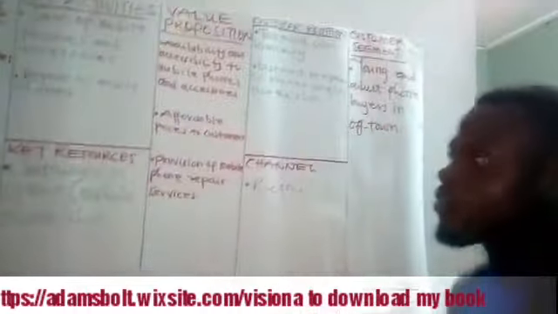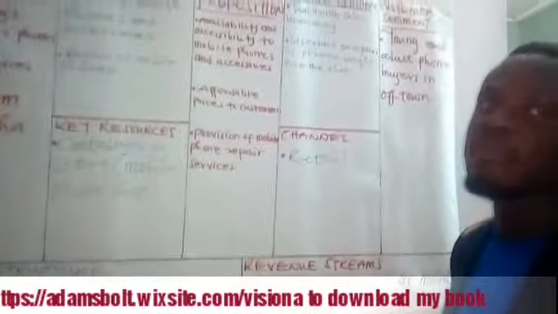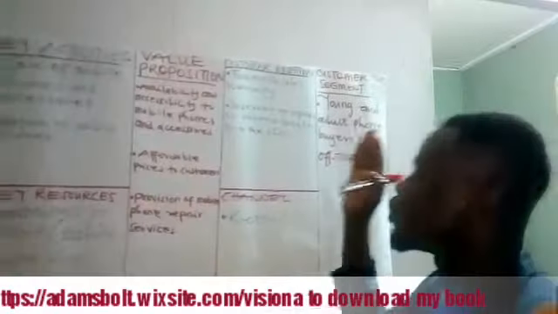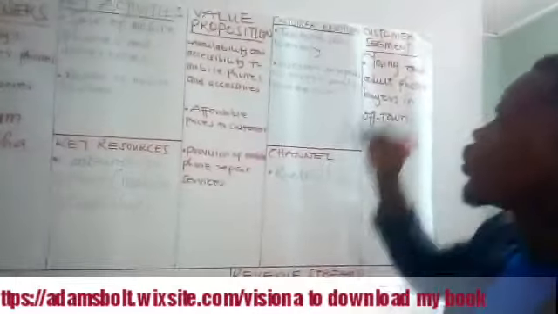The channel talks about how you are going to get the value to your customers in order to get their money as revenue. So the channel links the value proposition to the customer segment. Then from the channel we go to the customer relation.